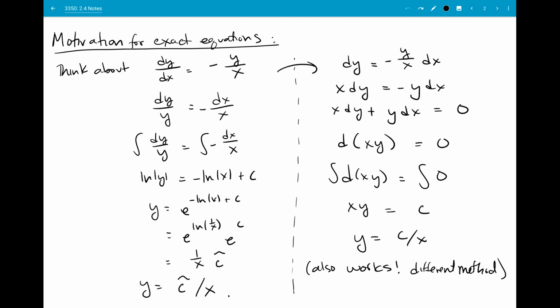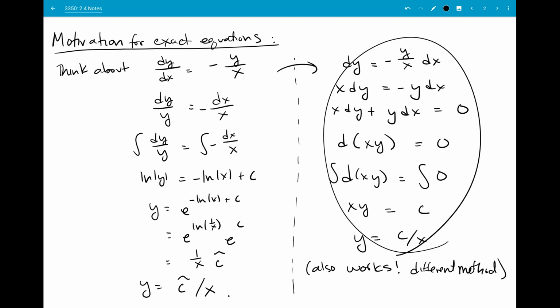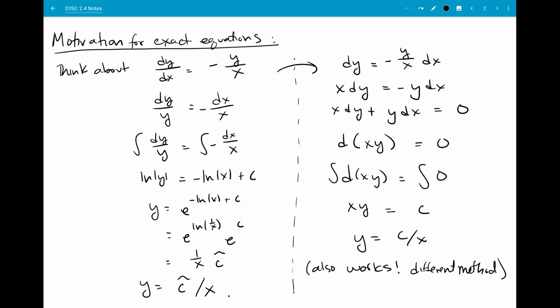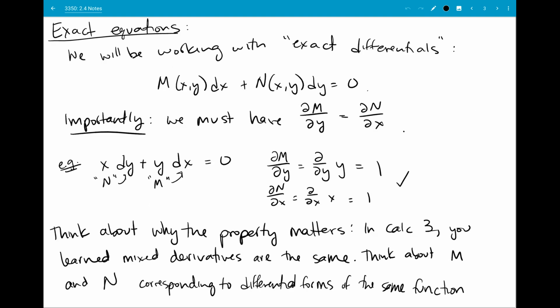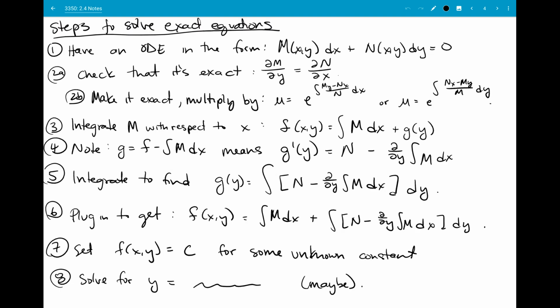that you know how to solve in a different way, and then we wrote it in this special way that sets us up for thinking about why we might solve something in this differential form right here. And then we talked about what an exact equation is going to look like and that special condition that you need to check in order to make sure that you have an exact equation. And we tried to build intuition for that property by saying that it's related to mixed derivatives from Calc 3. And then we gave these steps for solving exact equations.